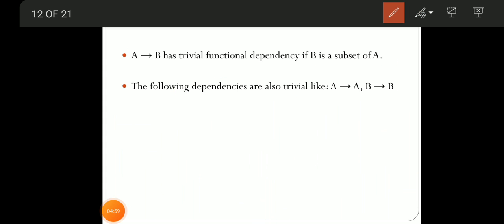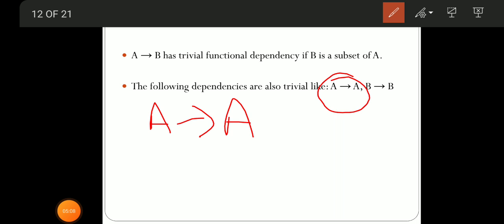One more example is given here. If we talk about this example, see, A to A. Now you can check for this also. Sometimes it sounds very illogical, meaning how can we say that A to A is a functional dependency? But if we know our roll number, then we can also identify our roll number. So by this you can correlate, right? So with the help of A we can identify A.